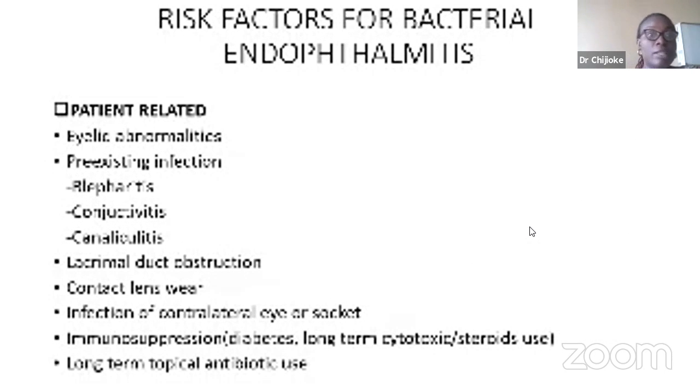Risk factors for bacterial endophthalmitis: we have the patient-related factors, eyelid abnormalities, xanthotrichiasis, pre-existing infections, blepharitis, conjunctivitis, canaliculitis, lacrimal duct obstruction, contact lens wear, infection of contralateral eye or sockets, immunosuppression, long-term topical antibiotic use.